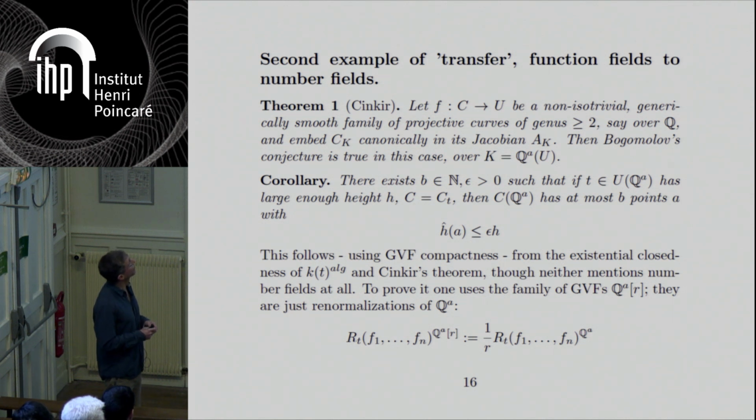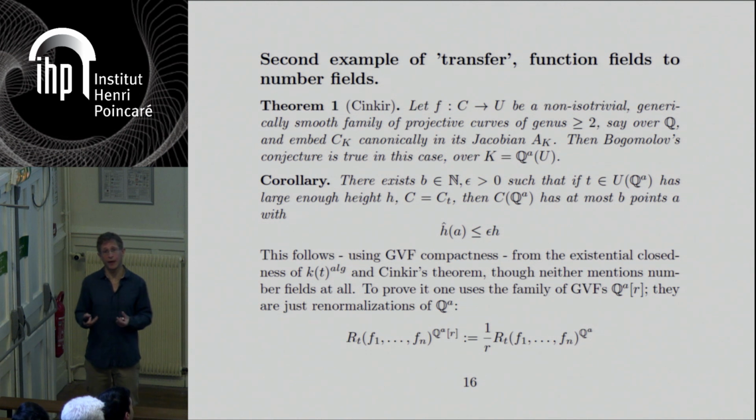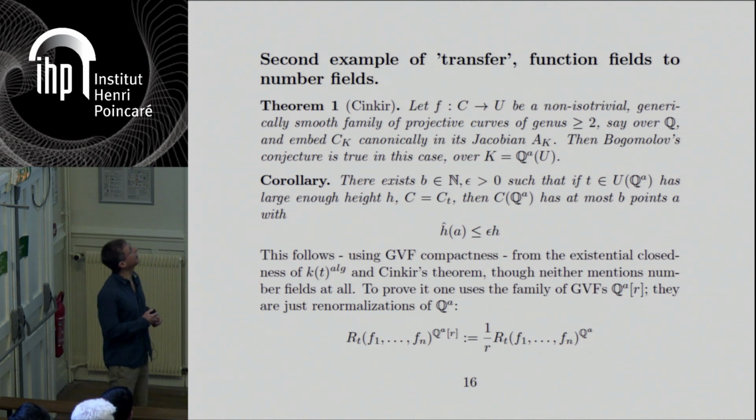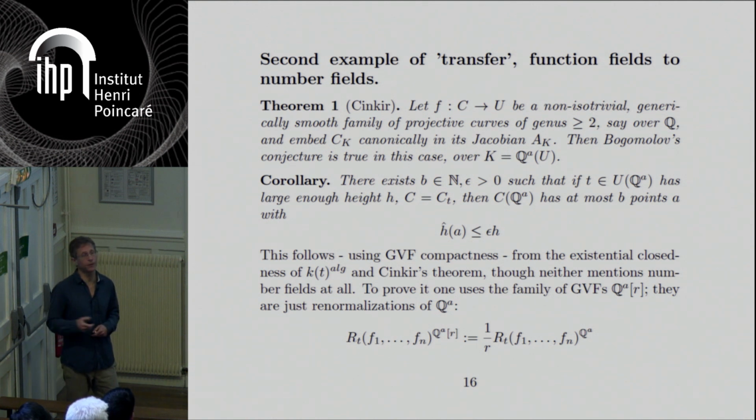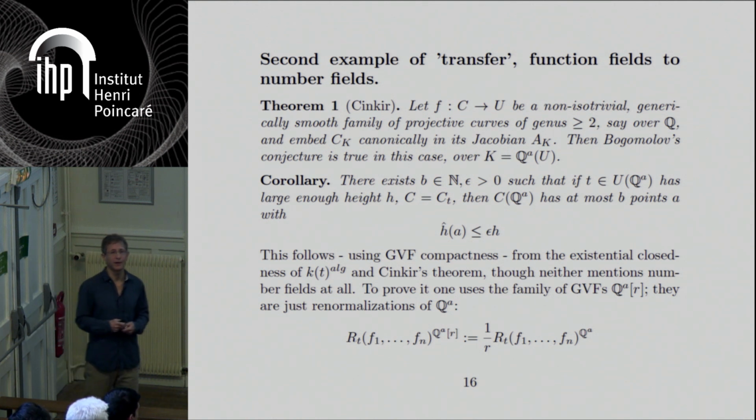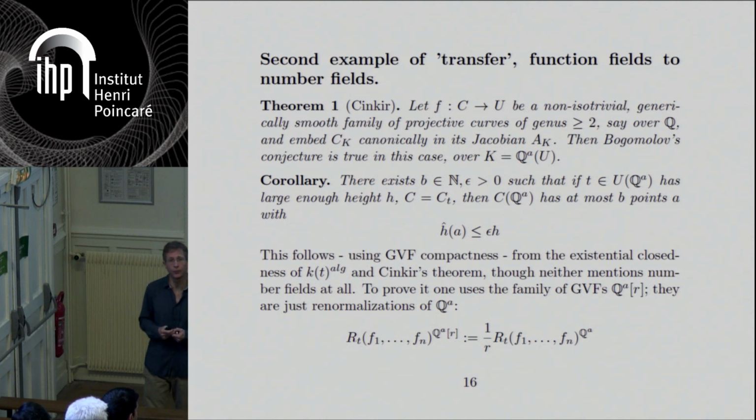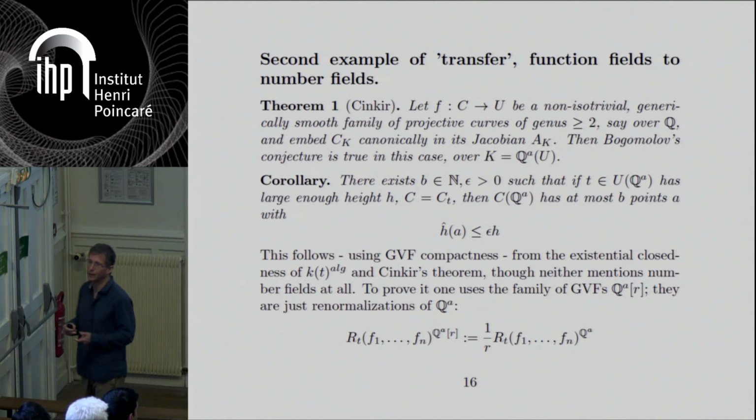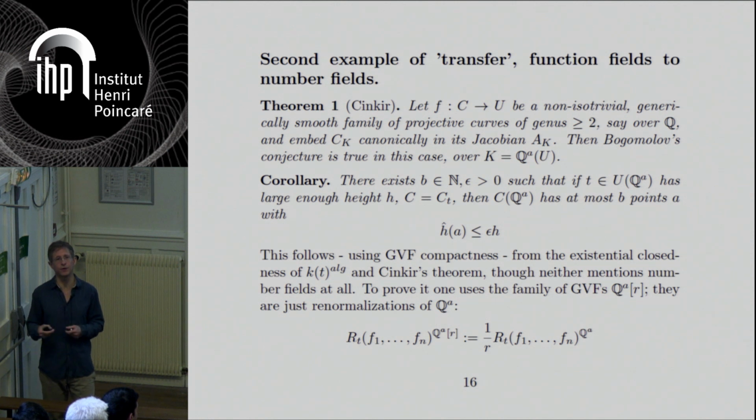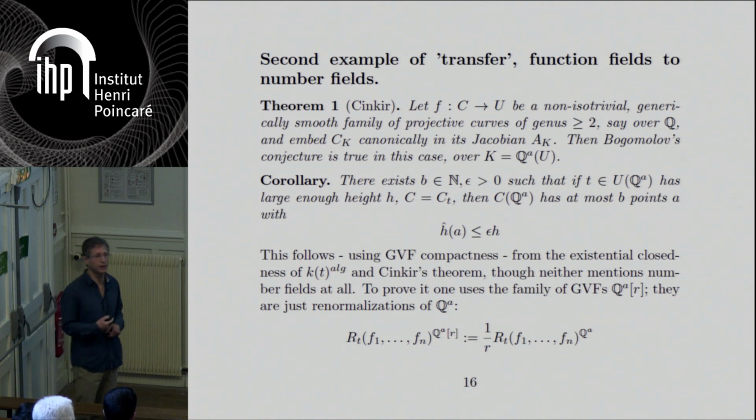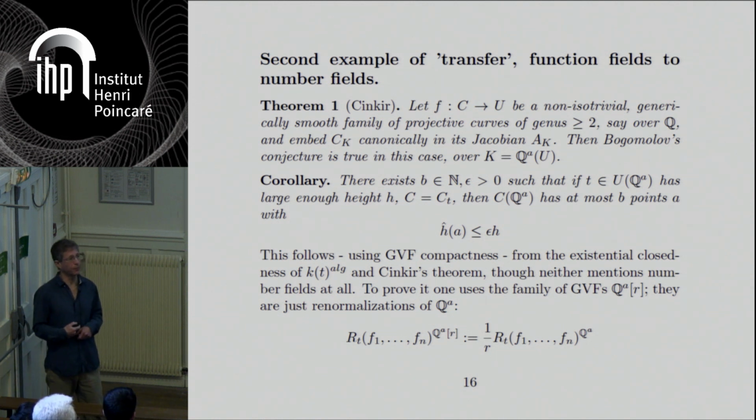Okay, so I'll just mention in one word, maybe I have time, a second example of a transfer principle. This time, earlier I transferred Minkowski's theorem from number fields to function fields, and now I'm going to transfer some known cases of the function field Bogomolov conjecture to number fields. You could do it with any known case if it's known in the GVF sense, but I'm going to translate a particular known case due to a student of Rumely, Shinkar.